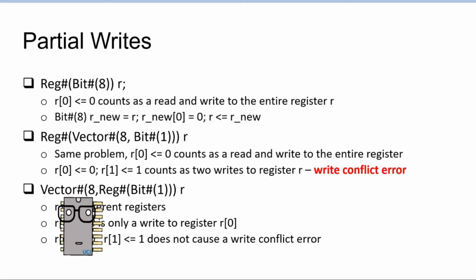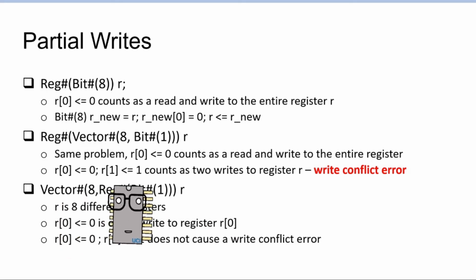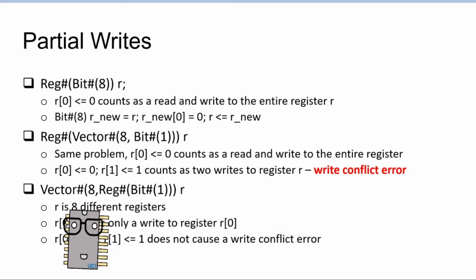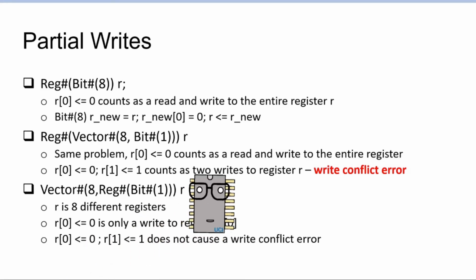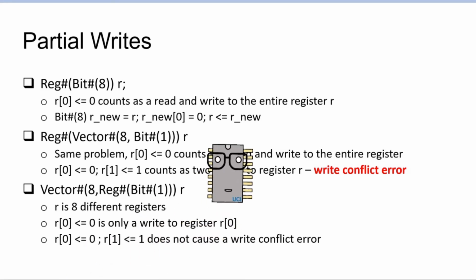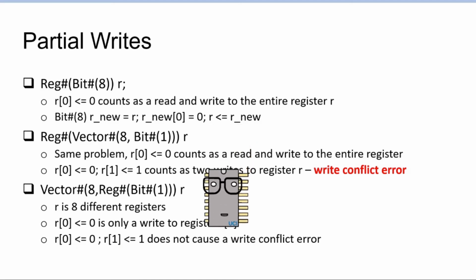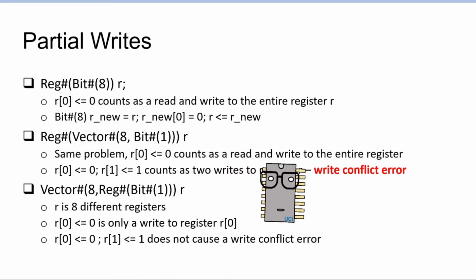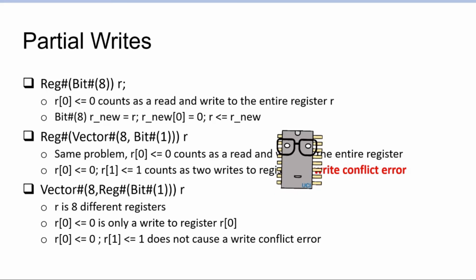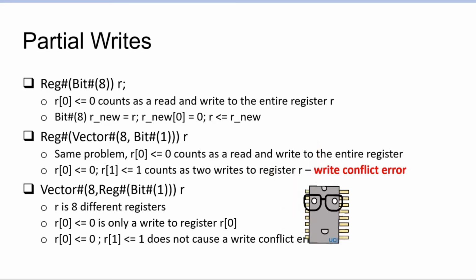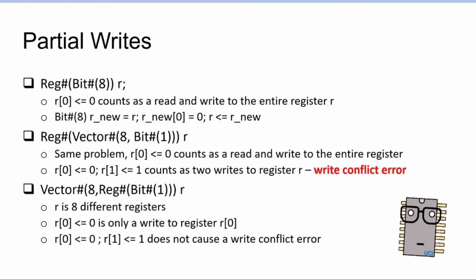On the other hand, if I create a vector of registers, then R is 8 different registers in hardware. So writing something to R0 is only a write to register R0, so this does not cause a write conflict error. But then again, having separate registers instead of having everything inside a single register also does have some circuit overhead, some small amount of overhead per register. So which one to use depends on your use case scenario.